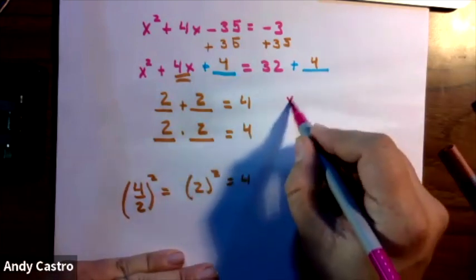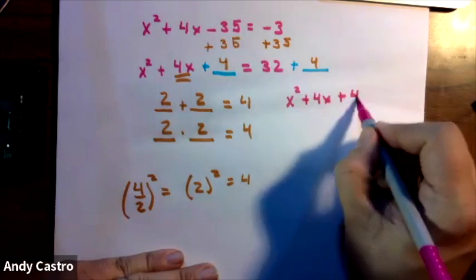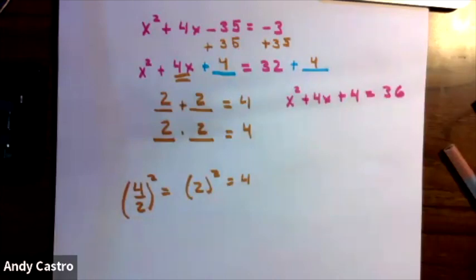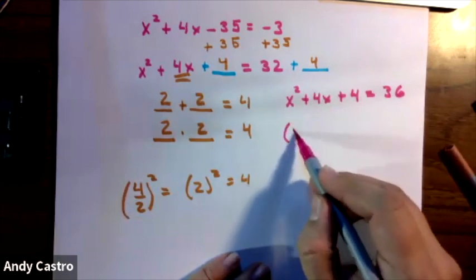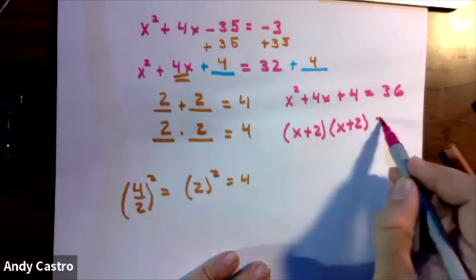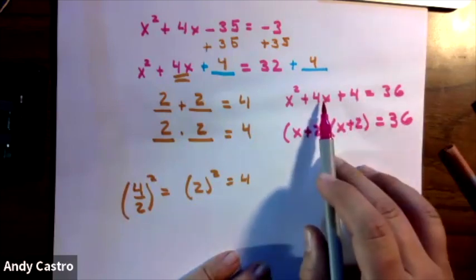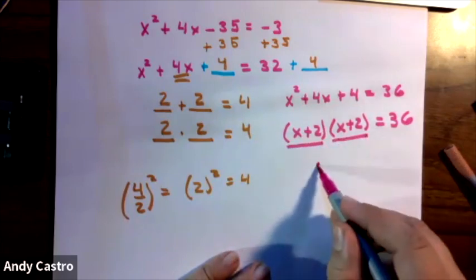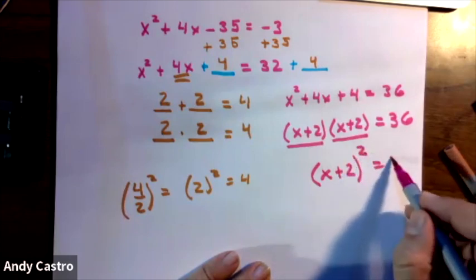So now I have x squared plus 4x plus 4 is equal to 36. X squared plus 4x plus 4, that's going to be x plus 2 times x plus 2. Two things that multiply to give me 4, that add to give me 4, that's 2 and 2. Notice these two are exactly the same. That's why we can write it as x plus 2 quantity squared is equal to 36.